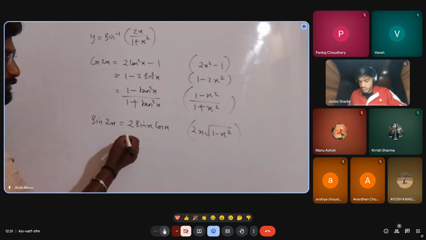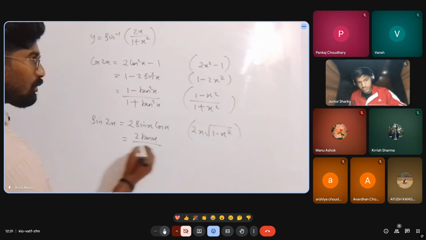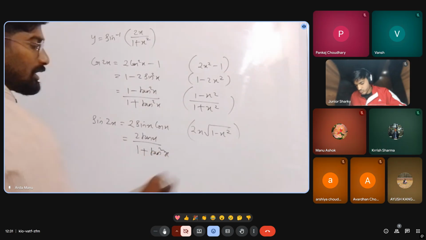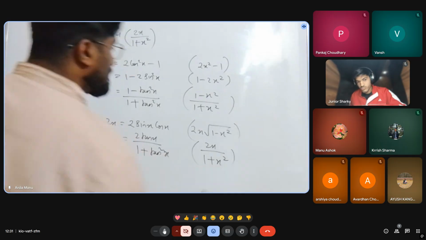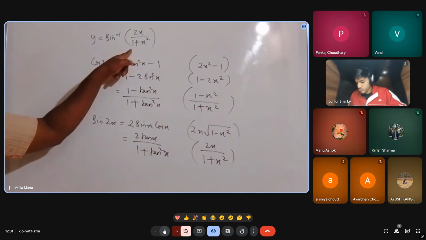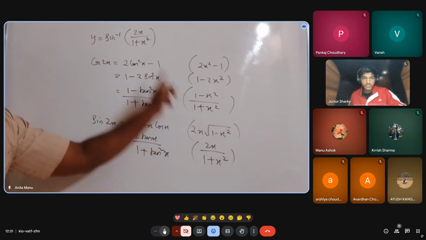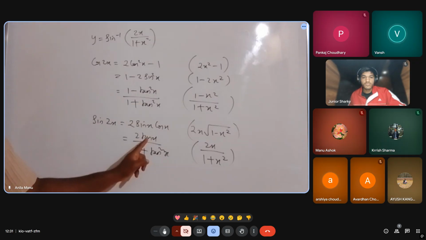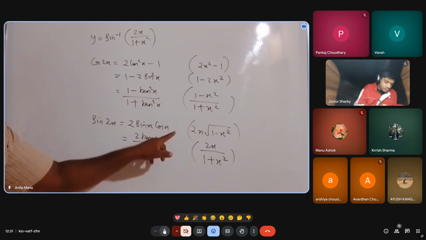Next, one more property is there for it. That is 2 tan x divided by 1 plus tan square x. So this is of the form 2x by 1 plus x square. Please check it, all of you, in our given question. 2x by 1 plus x square form, so x is going to be tan theta. Not tan x, tan theta. This should be another variable.